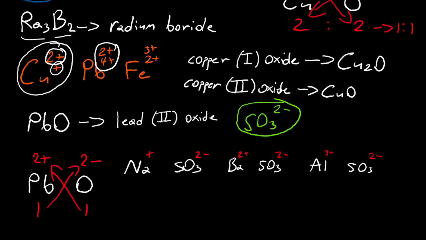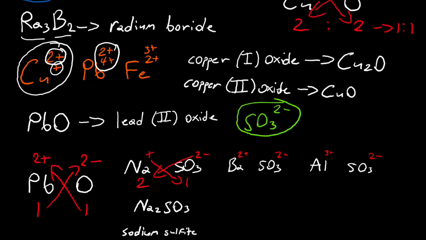Swapping the charges for sodium and sulfite, it shows that we need 2 sodiums and only 1 sulfite. So the compound would be Na2SO3 for the formula, and the name is obviously sodium sulfite. The ending is already done for us.